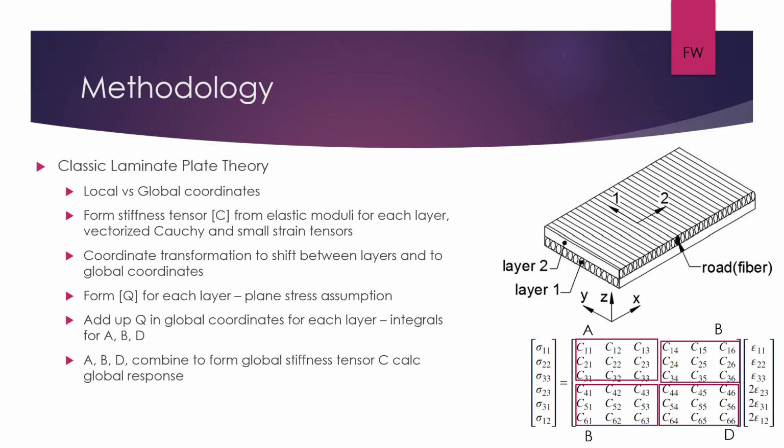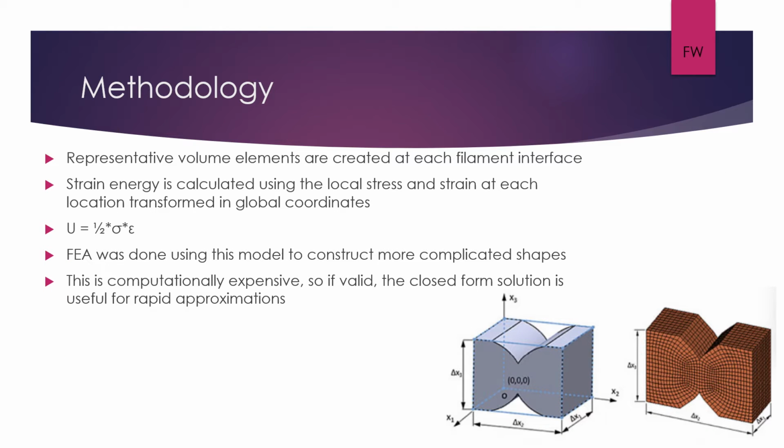These are then used to form a global response tensor, or a global C. Then we can input a global strain state and output a global stress state. Representative volume elements are then created at each filament interface. Strain energy is calculated using the local stress and strain at each location transformed into global coordinates. We do this by multiplying 1/2 times stress times strain.